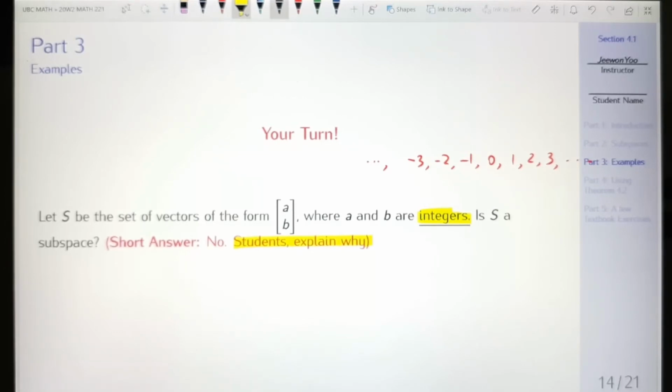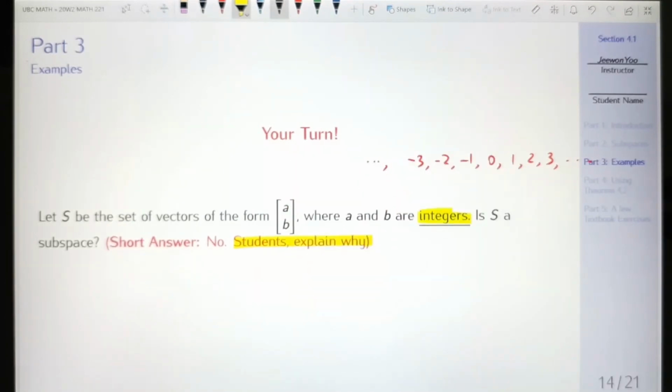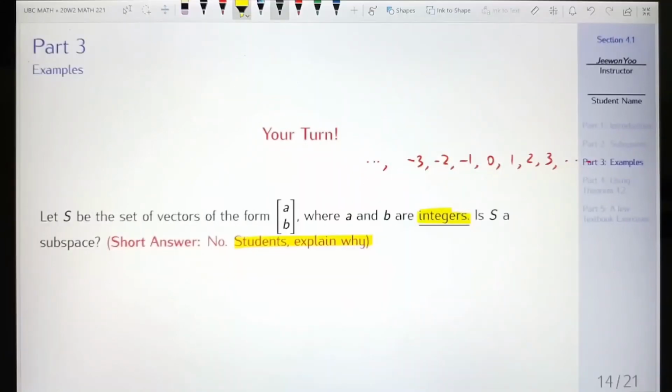Thank you. Once you're done with the your turn problem, take a little break and see you soon with part 4. In part 4, we're going to study a much quicker way to determine whether a set is a subspace or not, but it only works for particular cases. Anyways, thank you and see you soon.